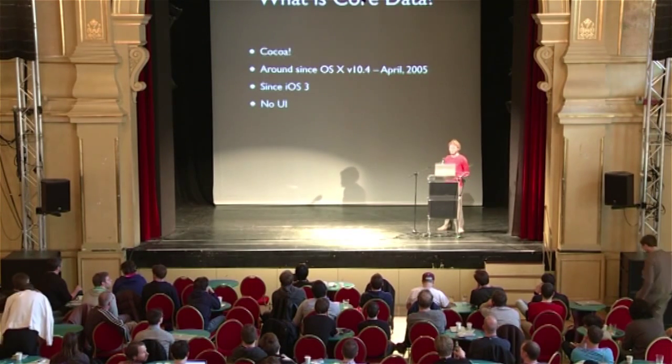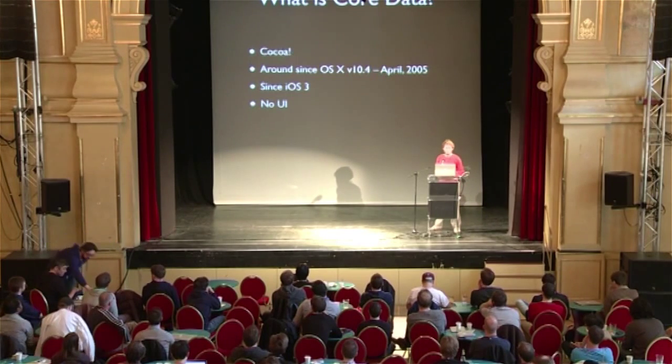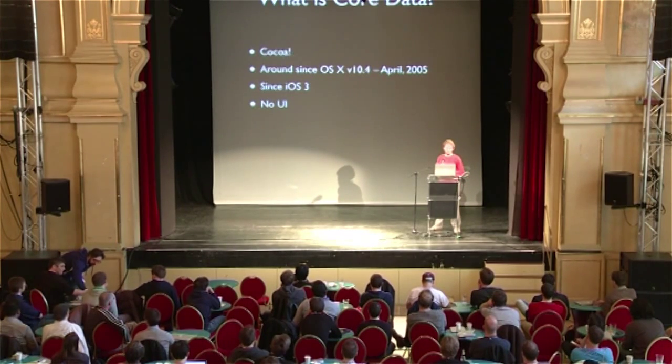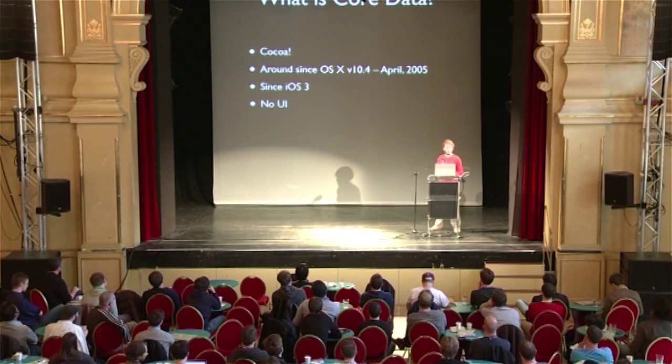So what is core data? Well, core data has been around for a long time. It was originally shipped in 2005 as part of OS 10.4. It's like a long time before anybody believed Apple was even going to build a phone. On iOS, it showed up in iOS 3. It took quite a while to get there.